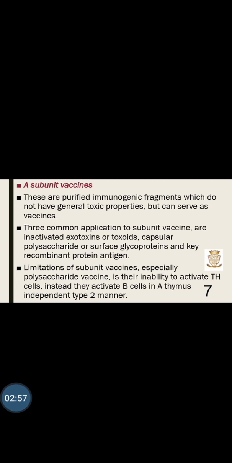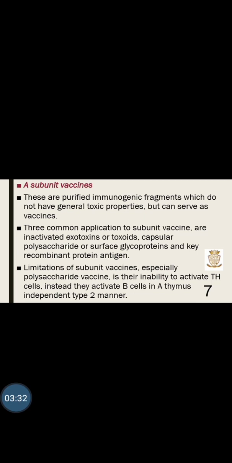The last one is the subunit vaccine. These are purified immunogenic fragments which do not have general toxic properties but can serve as vaccines. Three common applications of subunit vaccines are inactivated exotoxins or toxoids, capsular polysaccharides or surface glycoproteins, and key recombinant protein antigens. A limitation of subunit vaccines, especially polysaccharide vaccines, is their inability to activate Th cells.